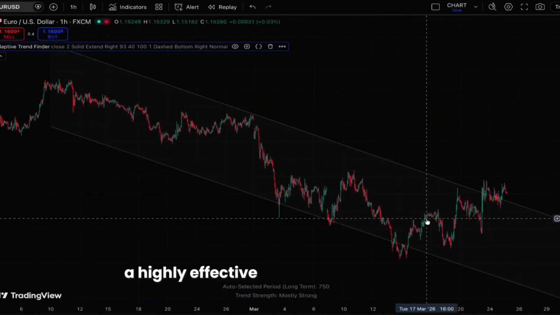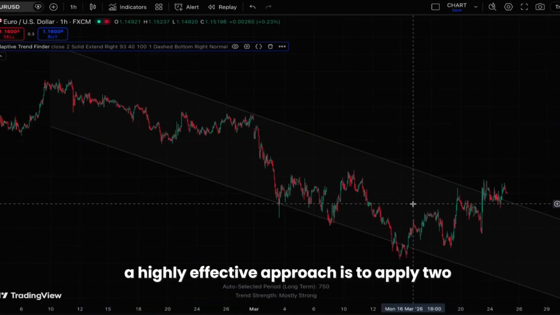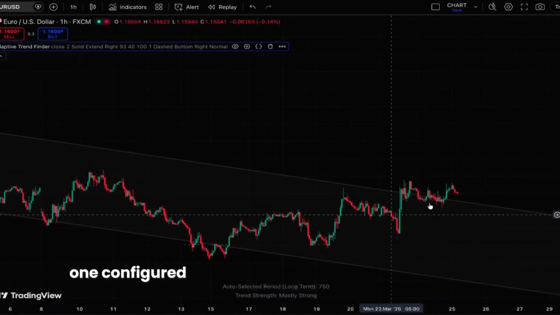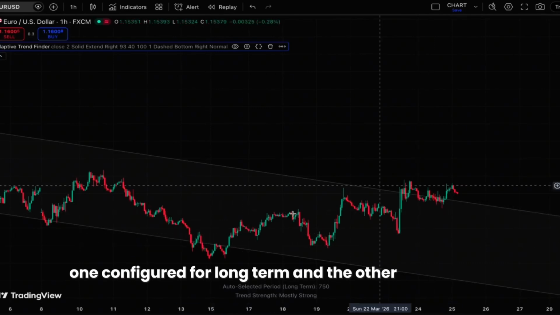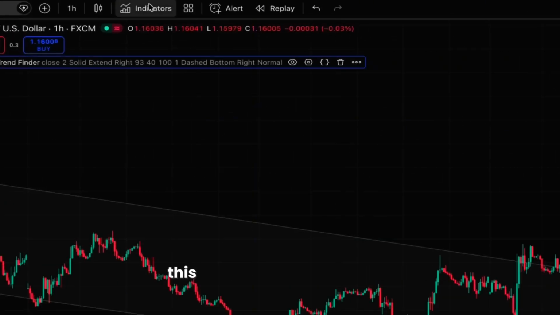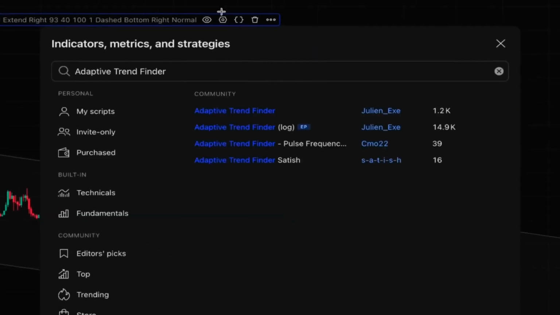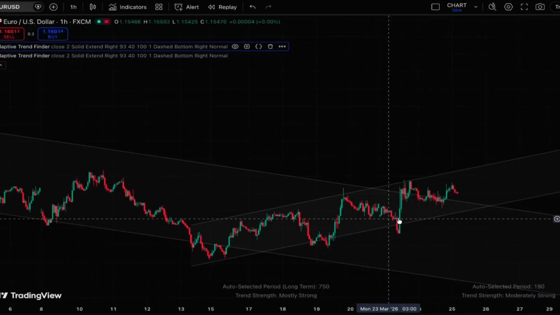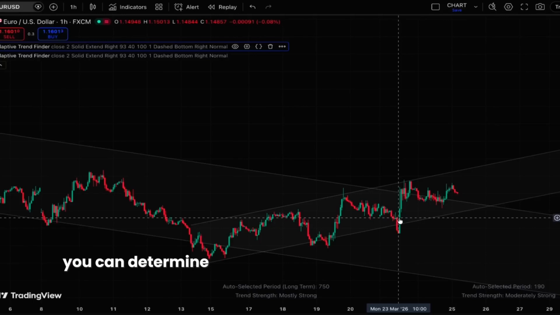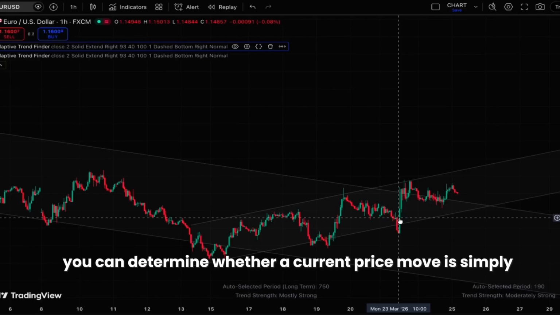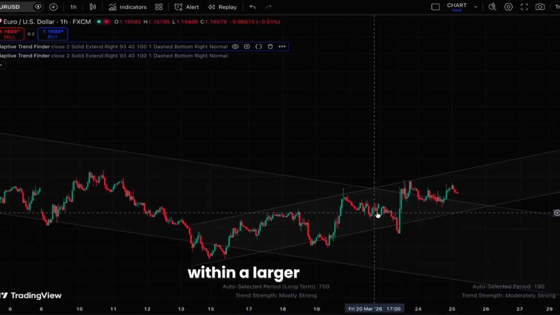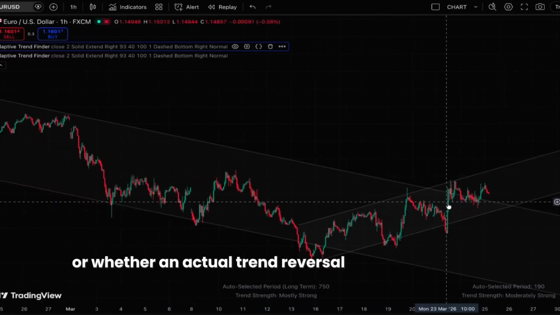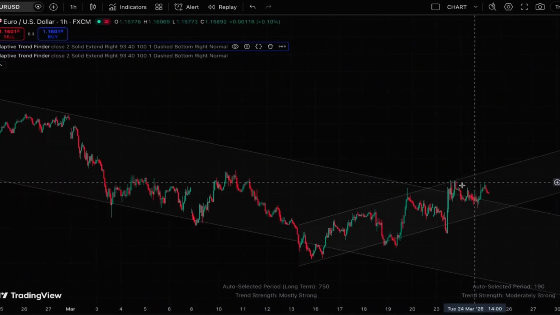A highly effective approach is to apply two instances of this indicator simultaneously, one configured for long-term and the other for short-term. This allows you to analyze price behavior from both perspectives at the same time. For instance, you can determine whether a current price move is simply a pullback within a larger downtrend, or whether an actual trend reversal is beginning to take shape.